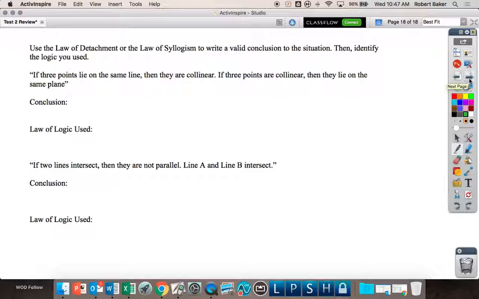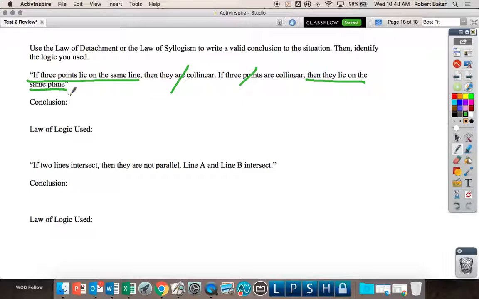Everybody get to these? Use the law of detachment or the law of syllogism to write a valid conclusion. Then identify what you used. If 3 points lie on the same line, then they are collinear. If 3 points are collinear, then they lie on the same plane. You see how the phrase "they are collinear" is repeated, so it's deleted. So the conclusion is, if 3 points lie on the same line, then they lie on the same plane. That is if this, then that, if this, then that.